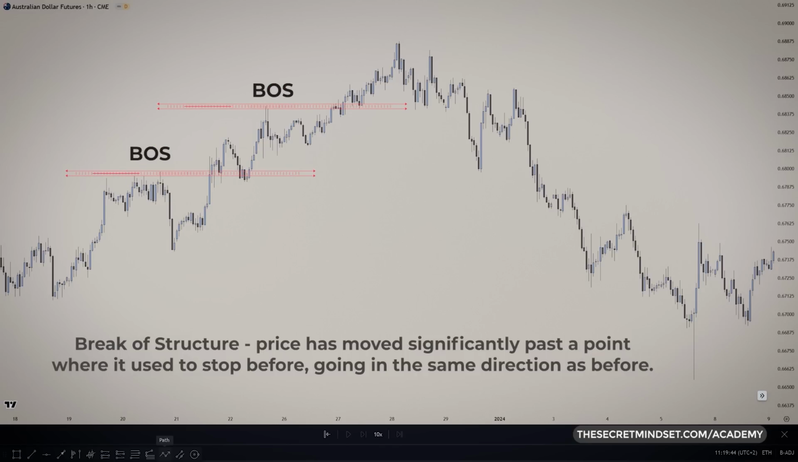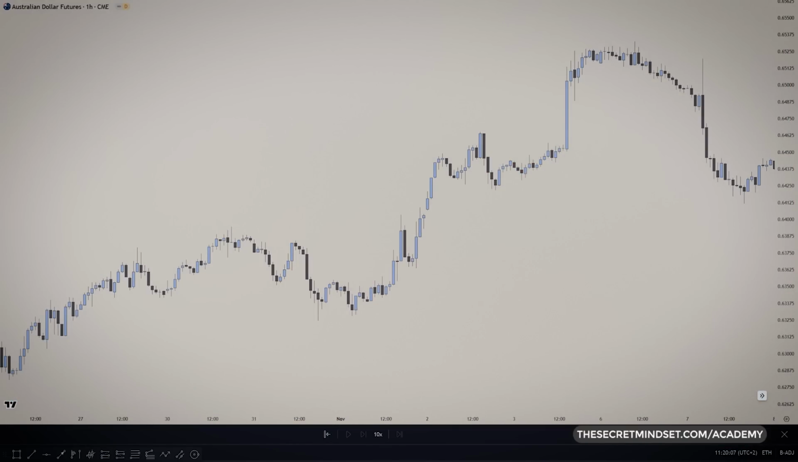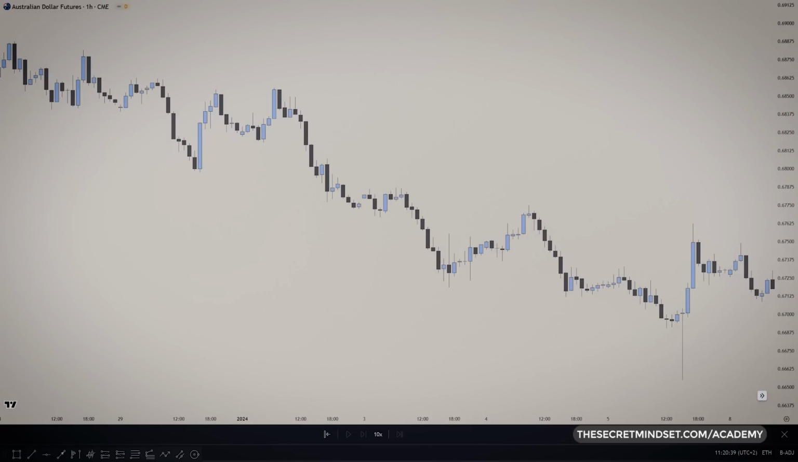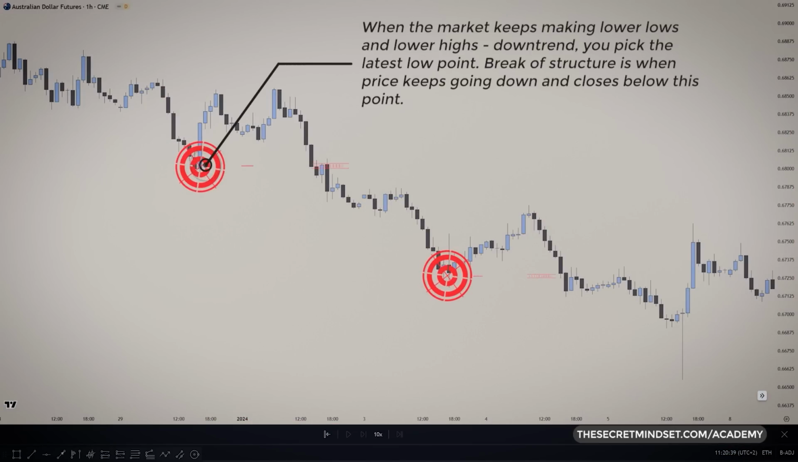It's simple. In an uptrend, it's when the price goes higher than before. And in a downtrend, it's when the price goes lower than before. When the market keeps making higher highs and higher lows in an uptrend, you pick the latest high point. If the price keeps going up and closes above this point for a while, that's a break of structure. But when the market's making lower lows and lower highs in a downtrend, you pick the most recent low. If the price keeps dropping and closes below this low, that's another break of structure.